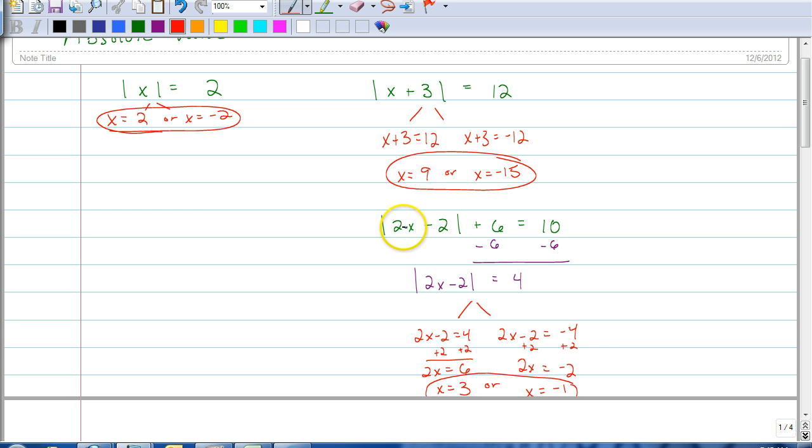Put negative 1 in there. 2 times negative 1 is negative 2. Negative 2 minus 2 is negative 4, but the absolute value of negative 4 is a positive 4. And 4 plus 6 gives me 10.